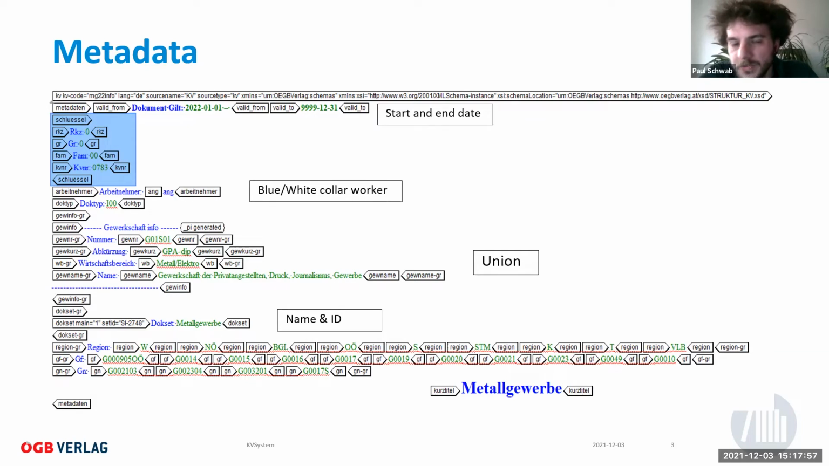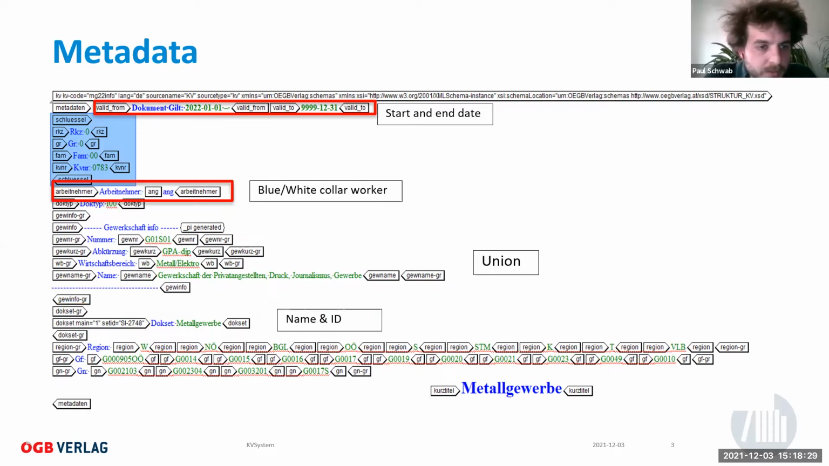In this screenshot, you find the metadata, which is currently in use in our database. The highlighted blue part is only for internal purpose, so you can ignore it. On top, you have the start and the end date of the collective agreement. That's for the whole document. We also have most of the metadata on every paragraph, so we can change it if the validity is different.